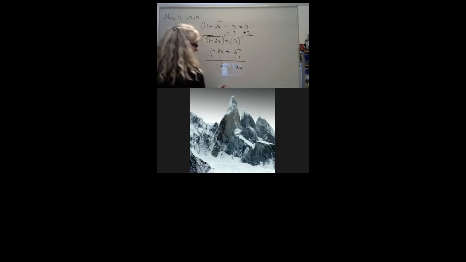So we'll go ahead and move the 1 to the other side. It's going to give me a 26. And then we'll divide both sides by the negative 2. And I end up with negative 13 as my solution.